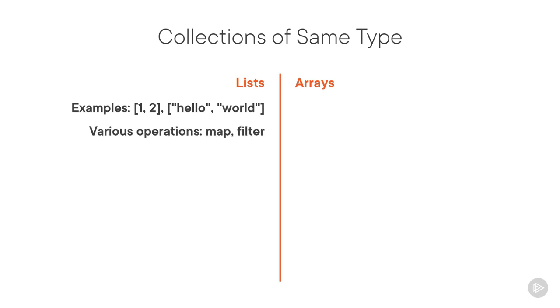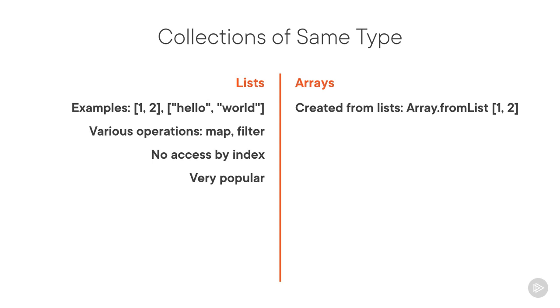Lists support various typical operations such as mapping and filtering items. However, items in a list cannot be accessed by index. Lists are very popular and widely used. Arrays are also collections of items with the same type. Typically, arrays are created from lists using the Array.fromList function and the list as a parameter. Just like lists, arrays also support various operations.